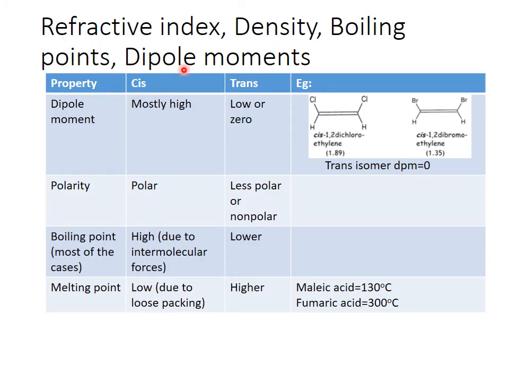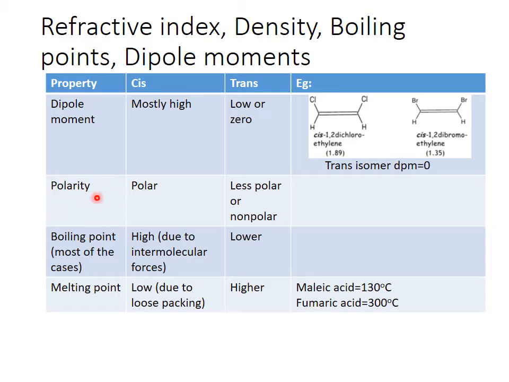So here you can see how these physical properties would be varying. When you are considering dipole moment, cis will be having higher dipole moment, trans will be having zero or very low dipole moment. So here you have 1,2-dichloroethylene. The cis 1,2-dichloroethylene will have a dipole moment of 1.89. However, in the trans isomer, the dipole moment would be 0. Similarly, for cis 1,2-dibromoethylene, the dipole moment would be 1.35, whereas trans would be having 0 dipole moment.